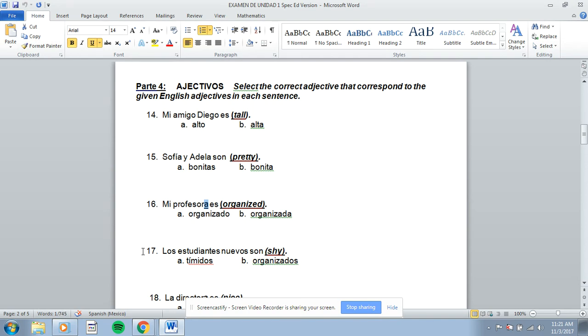Número 17, number 17, los estudiantes nuevos, the new students, son, are, and you want to pick shy. Would shy be tímidos or organizados? Which one of those would be shy? Bubble in A if you think tímidos means timid or shy, and bubble in B if you think organizados means shy.